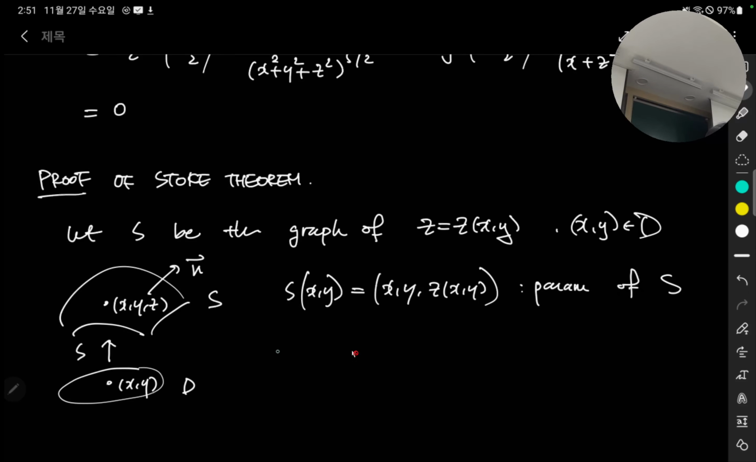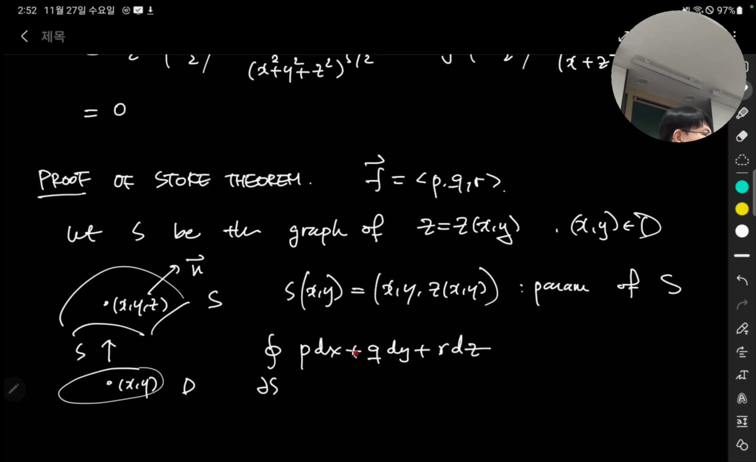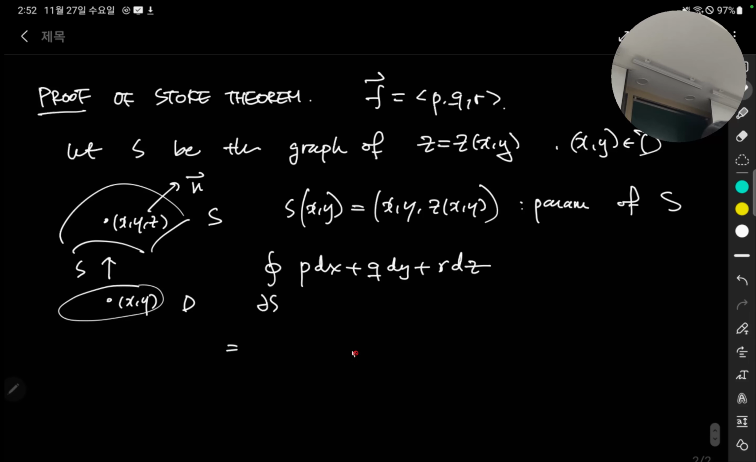So let's try the line integration part first. So I'm going to integrate the vector field F given by (P, Q, R). So P dx, Q dy, and R dz. Instead of using the notation inner product ds, I'm going to use this one because it's more convenient, because here I only want to get rid of this dz.